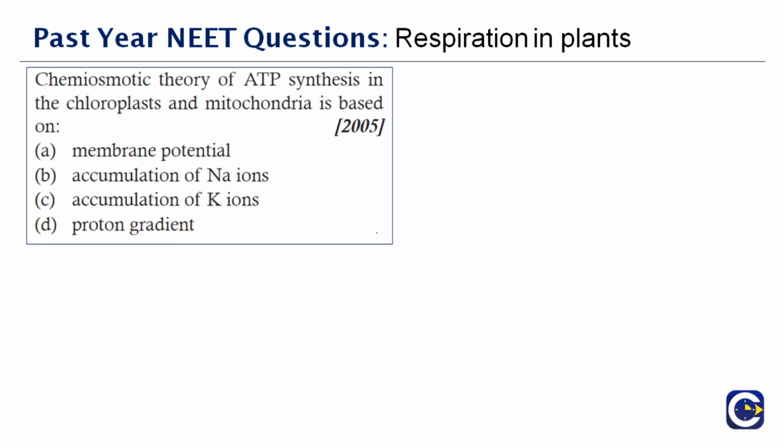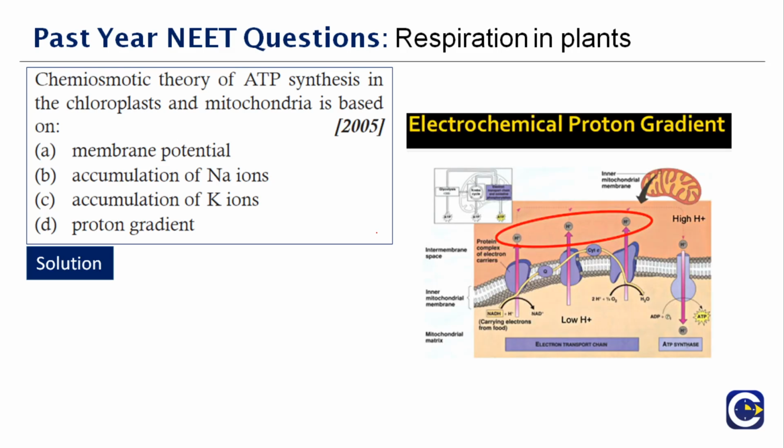Next question here, which was asked in the year 2005. Chemiosmotic theory of ATP synthesis in the chloroplast and mitochondria is based upon dash. So this is once again an easy question for you because we earlier discussed it, right? Whenever we talk about chemiosmotic theory or hypothesis, we always talk about the ions. We have two gradients, one is the chemical gradient and the electric gradient. And when we talk about the chemiosmotic hypothesis or theory, they predominantly talk about proton gradient. Therefore, the correct answer to this question is option D.